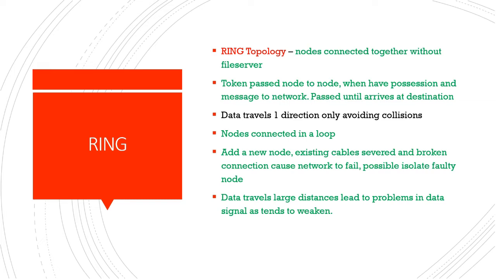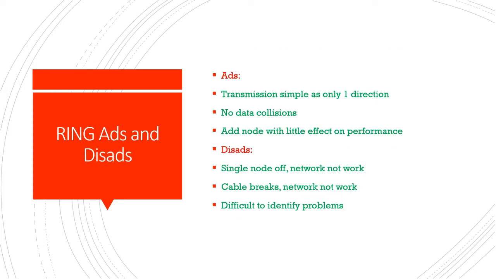To add a new node in a ring topology, existing cables will have to be severed and broken. This means the broken connection will cause the network to fail, and it's possible to isolate a faulty node. Essentially, it's not great if you have to add a new node because you're stopping the whole thing and nothing else can happen. Data will travel large distances, which can lead to problems with the data signal, as it tends to weaken whenever you have to travel long distances.